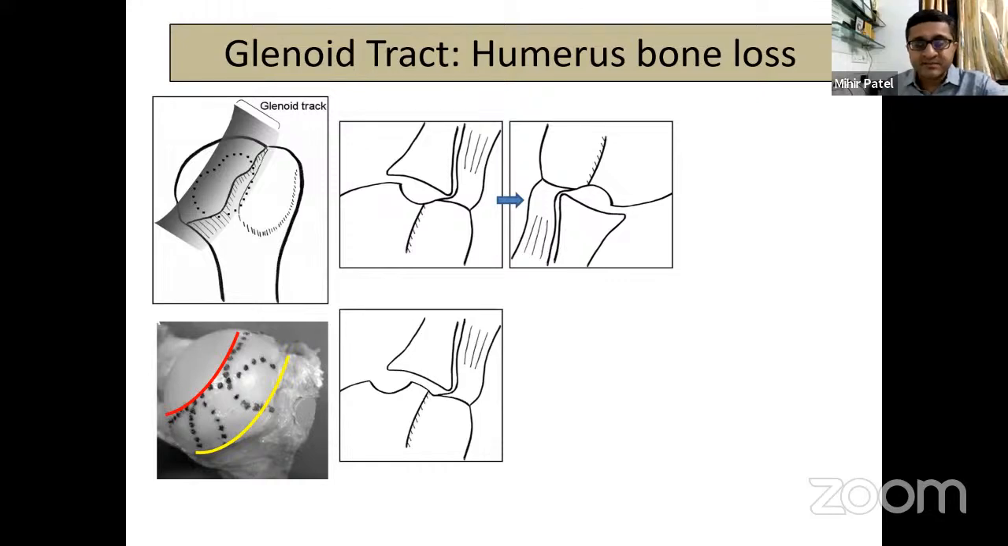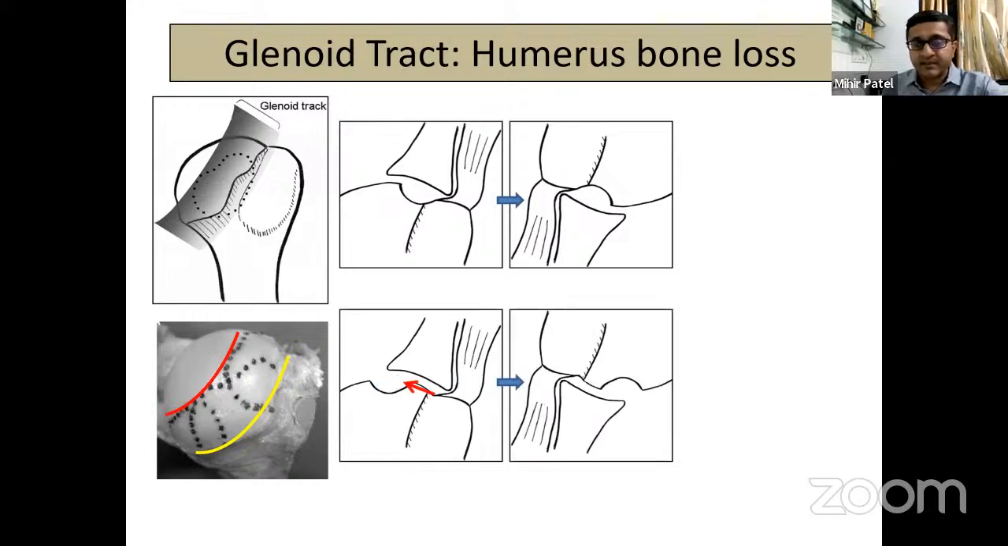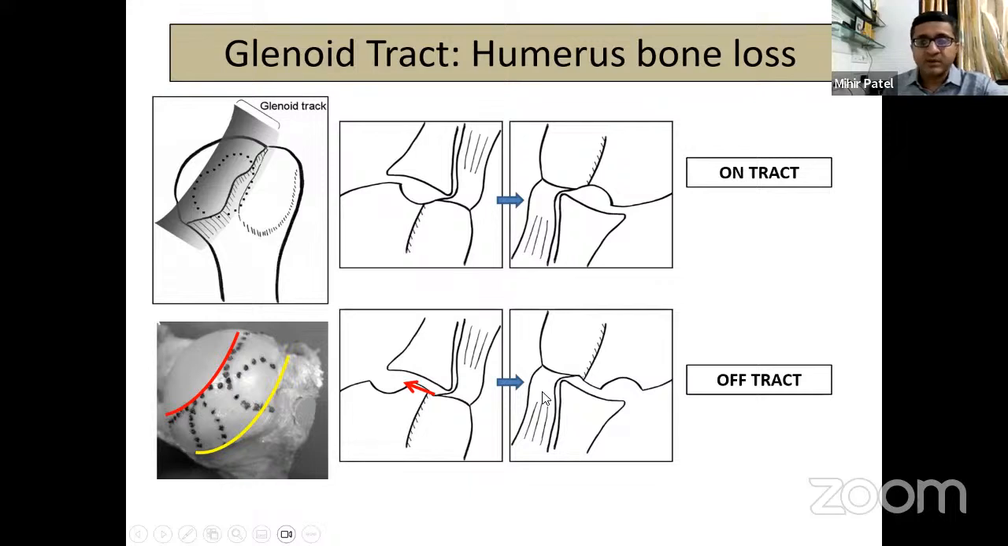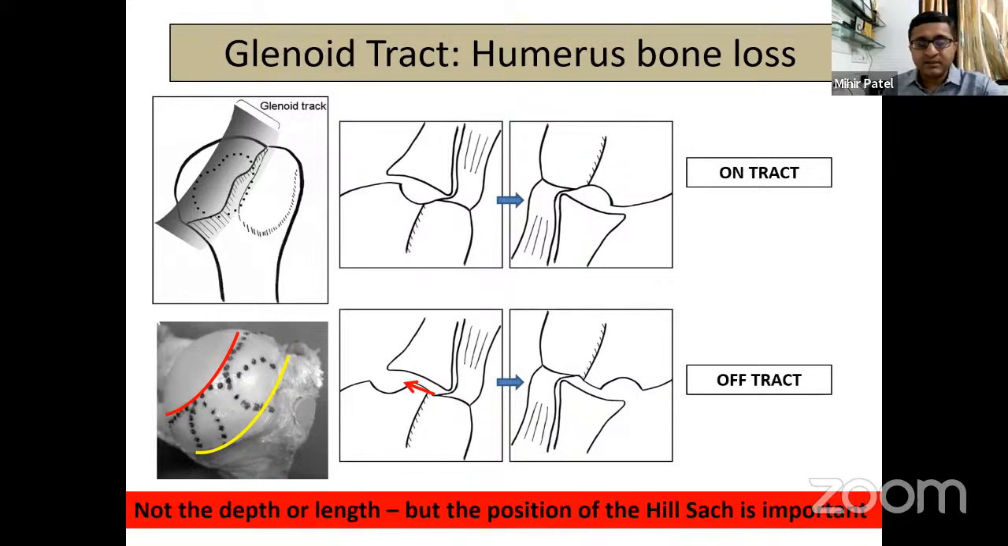In contrast to the next picture that you see, where the Hill-Sachs is more laterally placed. And if I just invert the image for a better understanding, you see that this Hill-Sachs is more medially placed, and suddenly this glenoid is off track with respect to the Hill-Sachs. So basically, the first image here is an on-track Hill-Sachs lesion, and this will be an off-track Hill-Sachs lesion. So what is important from here is that it is not the depth or length of the Hill-Sachs lesion which is important, but the position of the Hill-Sachs on the humeral head, which is going to be very important when it comes to decision making.